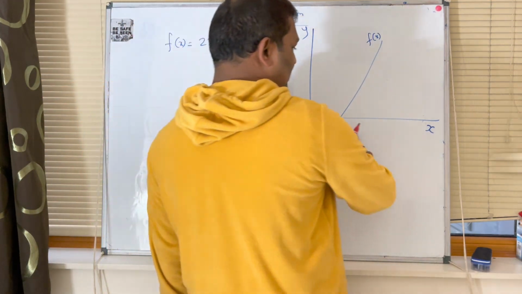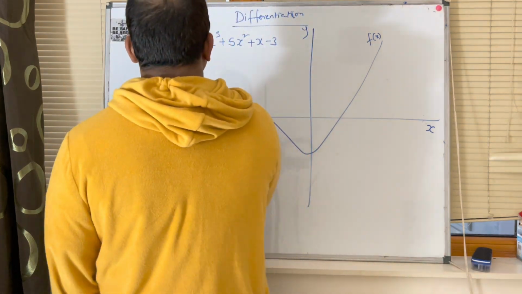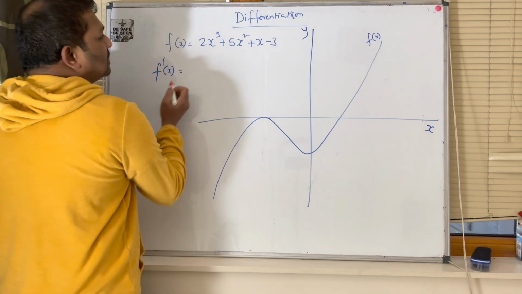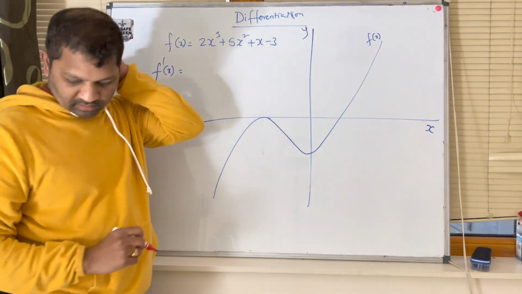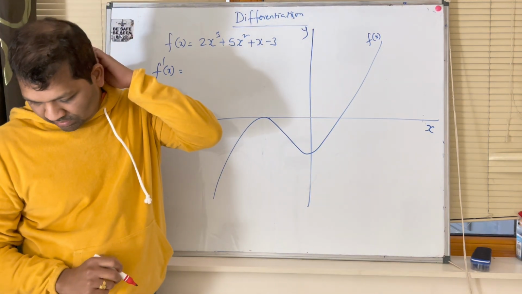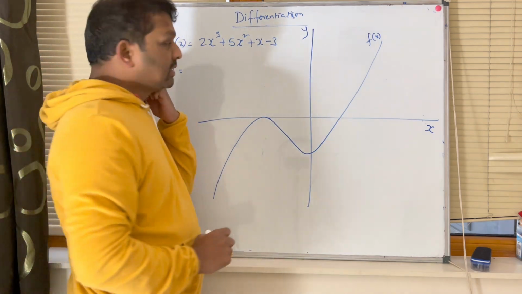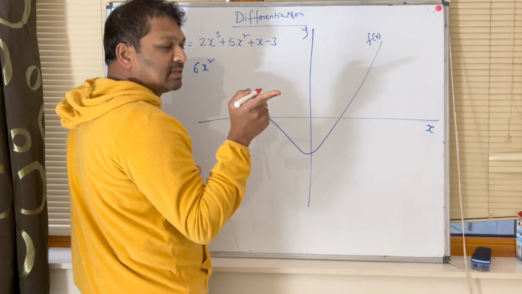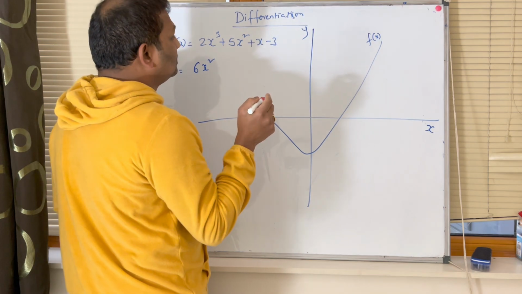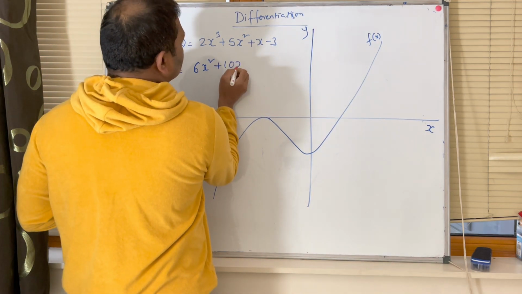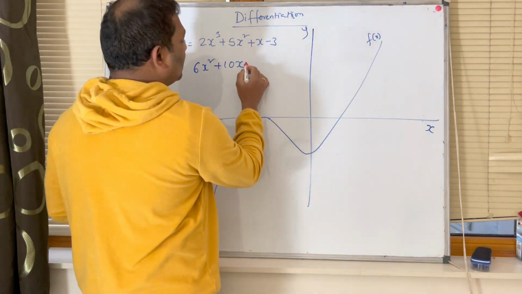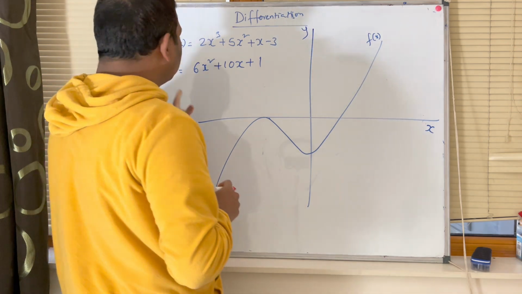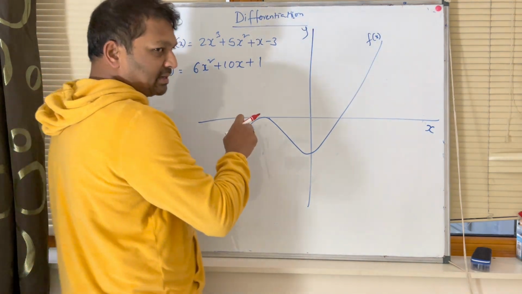This is the x-axis, right? With respect to x, what is f dash x? 3 times 2 is 6x square, plus 10x, plus 1, plus 0. You don't have to put the 0. So this is the slope equation of f of x.